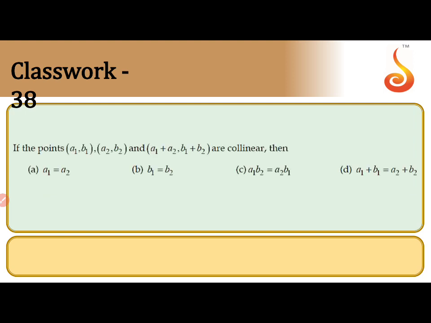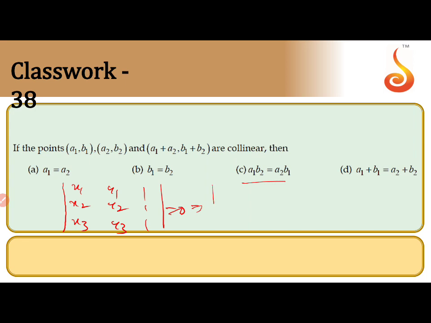Next, the points (a1, b1), (a2, b2), and (a1 plus a2, b1 plus b2) are collinear. Then find the relation between a and b. You have one formula: if the points are collinear, the area of the triangle is 0. The determinant with first column x1, x2, x3, second column y1, y2, y3, and third column 1, 1, 1 equals 0. Three points are collinear, so the determinant equals 0.